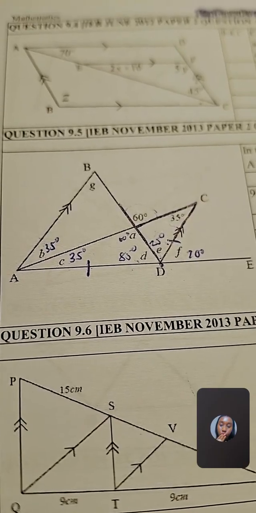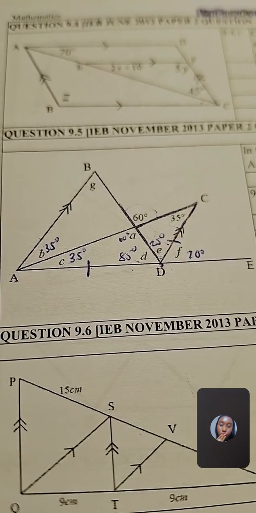Yeah, so yeah, guys. Okay. Boom means very good. G is equal to E, which is equal to 25 degrees. Alternate angles, very good. AB is parallel to this.